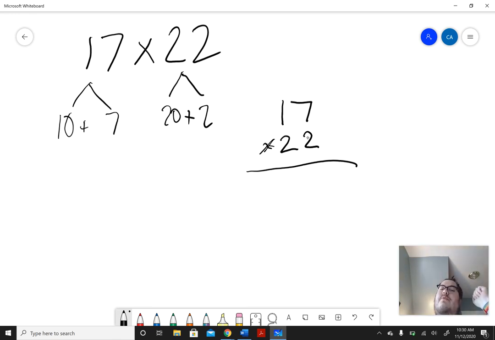So here we're going to start with the ones place of 22. In the number 22, we have two ones, and we're going to start multiplying. So if I have 2 times 7, that tells me that I have 14.